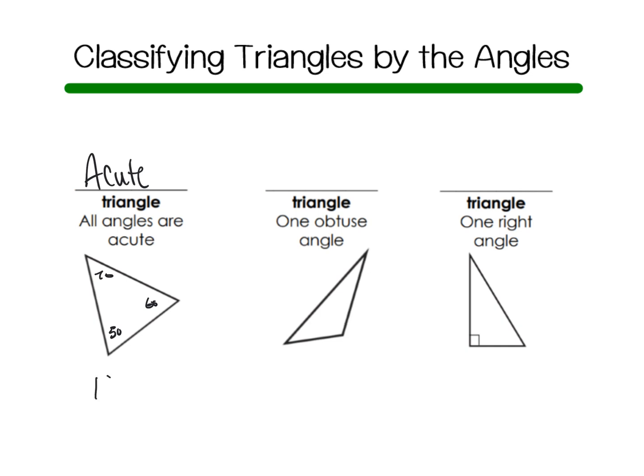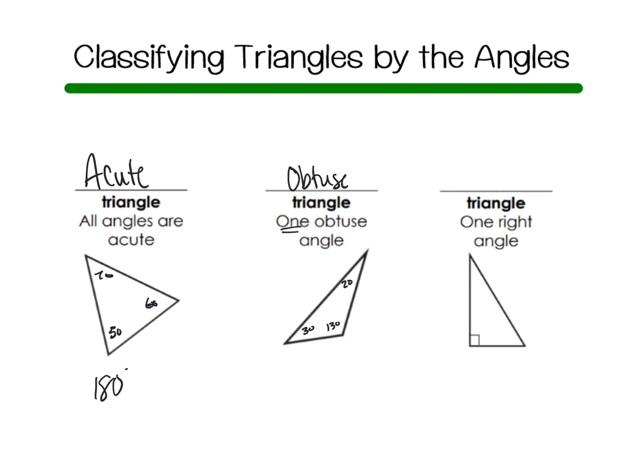Just a reminder, all the angles of a triangle have to add up to be 180 degrees. If we have an obtuse triangle, that means we have one obtuse angle and only one. So this could be, let's say 130, this could be 20, and this could be 30. Okay, so we have one obtuse angle right here. That makes it an obtuse triangle.